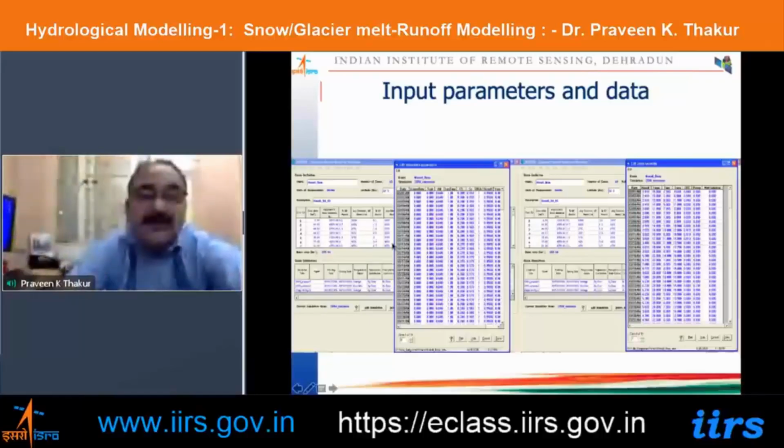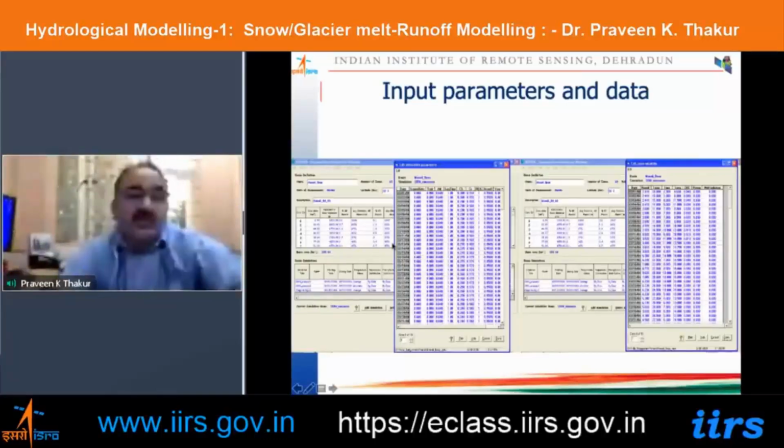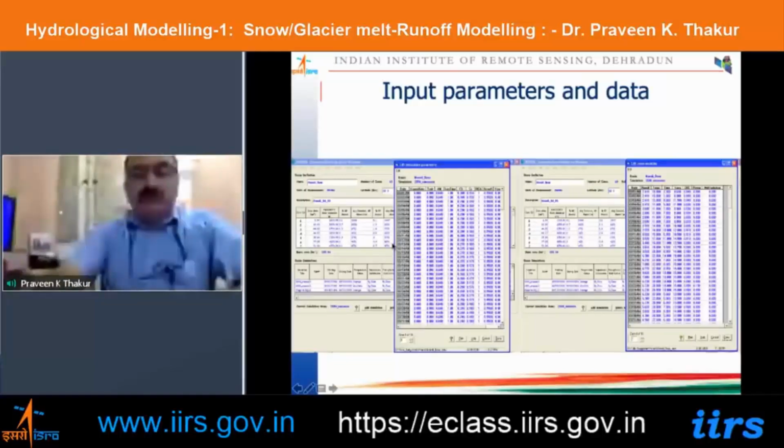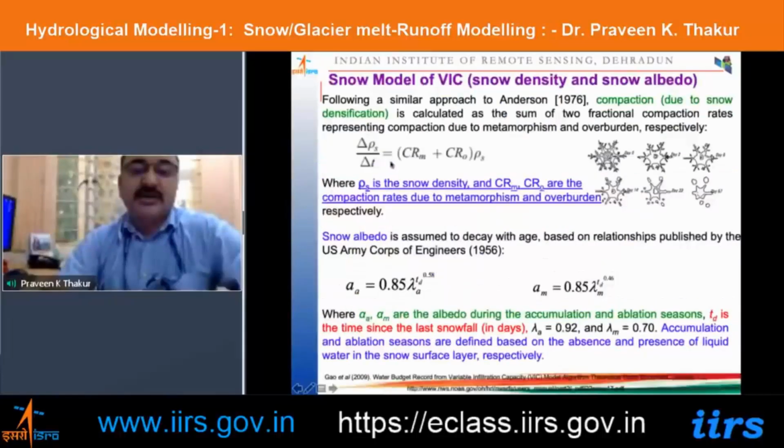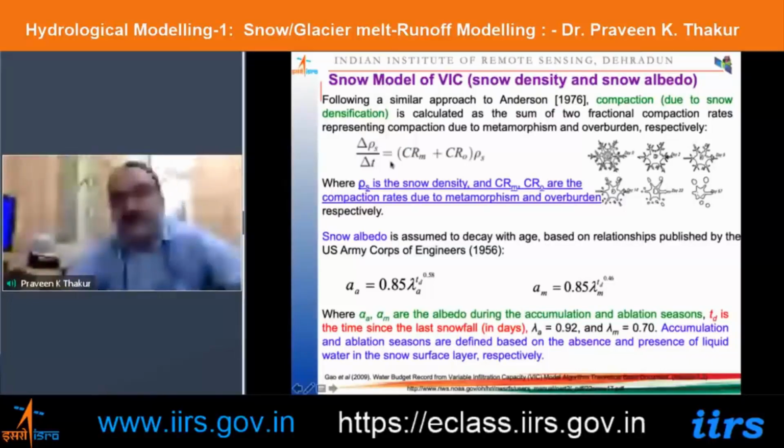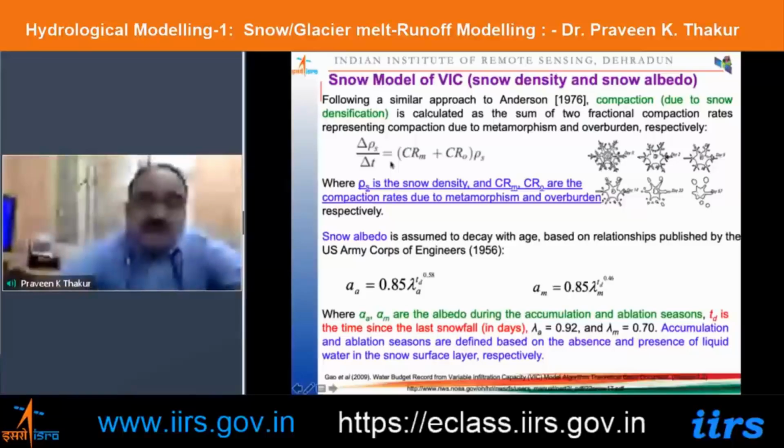With time, if there is a fresh snowfall, or there is no snowfall but there is compaction of the snow, the snowpack will undergo metamorphism, compaction due to metamorphism and overburden pressure, which will change the density of the snow with time. This density change affects the albedo, and once albedo is changed, your incoming and outgoing shortwave radiation will be directly influenced. So you can use some basic formulations which are implemented in the WIC model. This is the albedo variation with time for the ablation season, and this is the albedo variation for the accumulation season. It is a function of snow density and the time since the last snowfall.